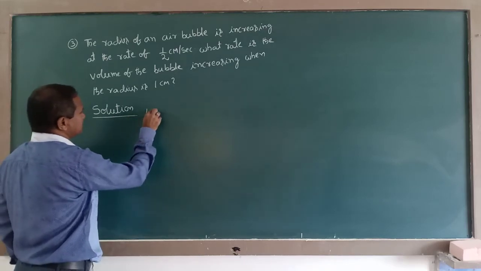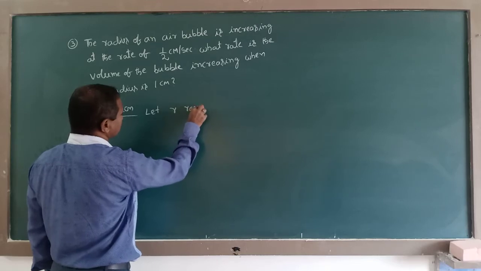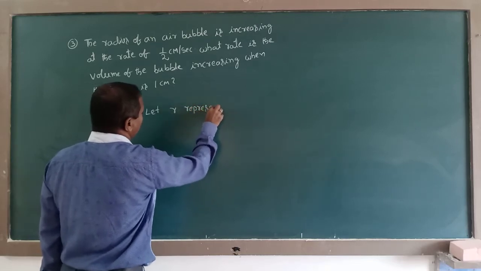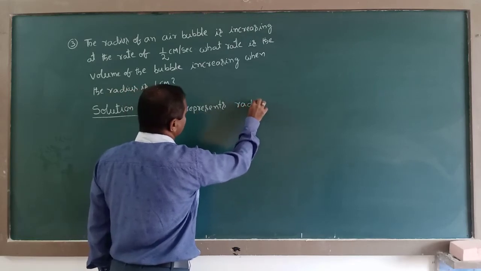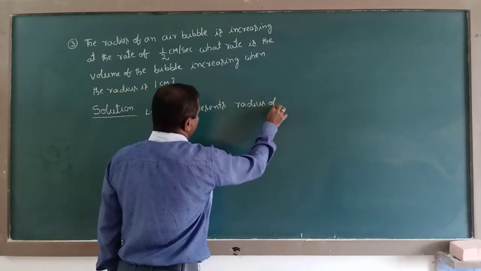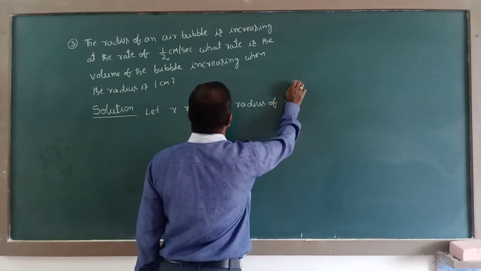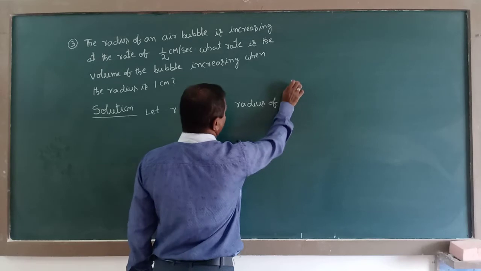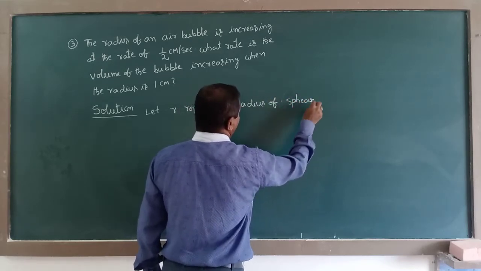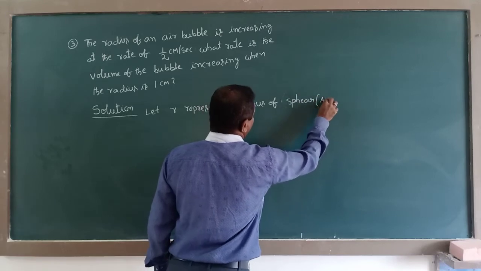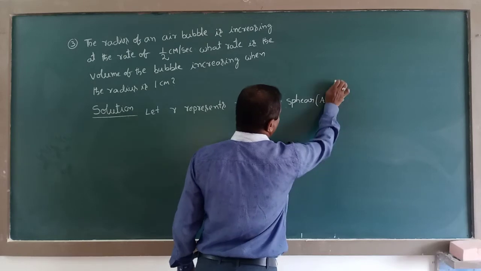Let small r represent the radius of the air bubble. An air bubble is nothing but a sphere here. Or in brackets you can write air bubble. Both give the same meaning.